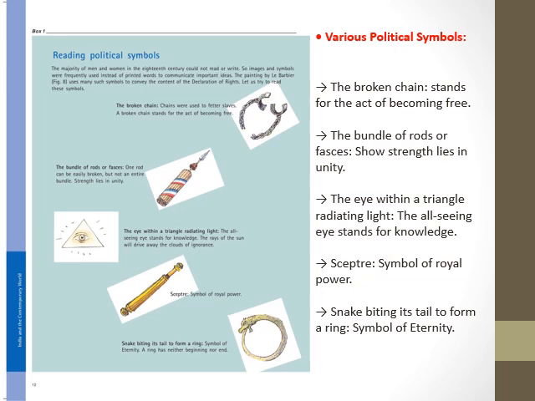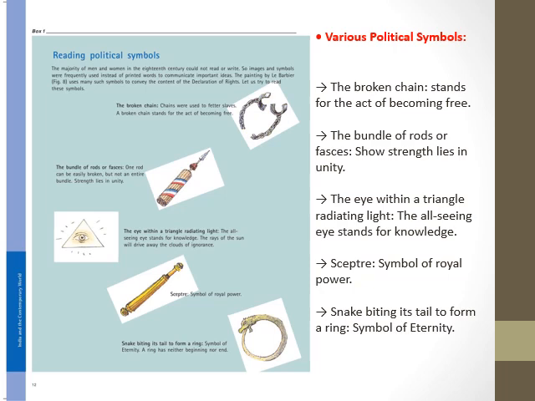Now, after framing the constitution and the declaration that was made by the constitution about the rights, the right to speech, right to freedom, right to equality, they even made certain political symbols too. Now, what are these various political symbols? Like the broken chain, which stands for the act of becoming free.